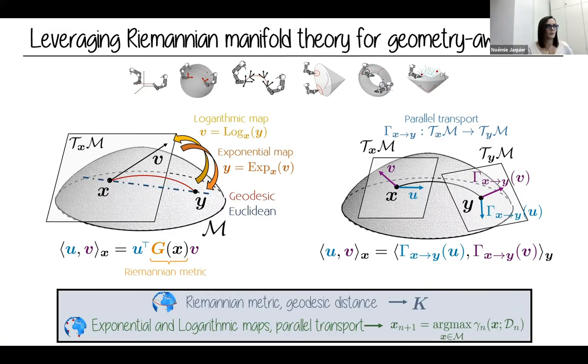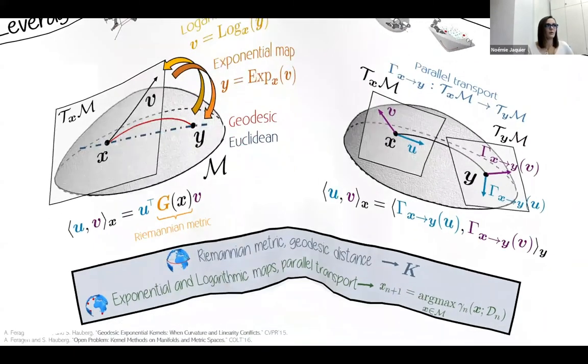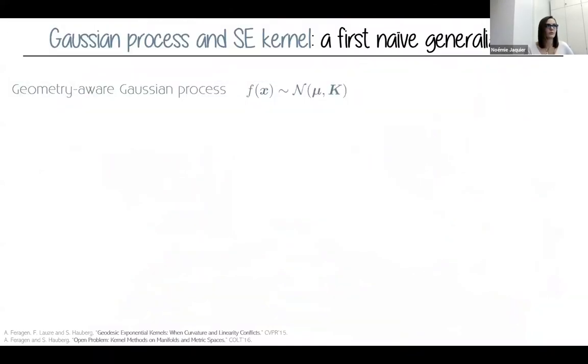Okay, so based on these tools, we can now go for a first generalization of our squared exponential kernel to Riemannian manifolds. On the slide, I call it a first naive generalization. I present it here to you because this is the first generalization that we made a couple of years ago in the first work that we had about Bayesian optimization and manifolds. I'm going to first show you this naive generalization and the results that we obtained based on this, and then I will show you how we can actually do better and have a full generalization of those kernels.